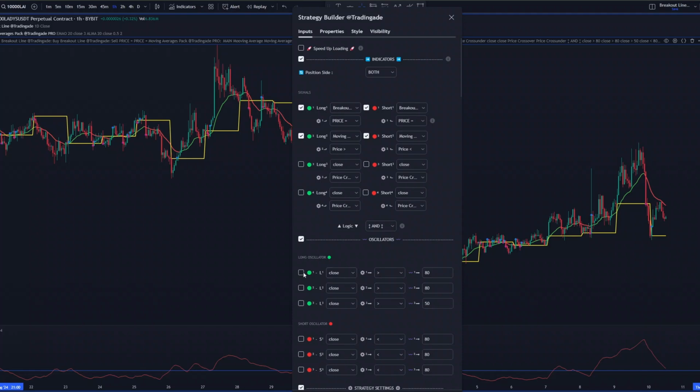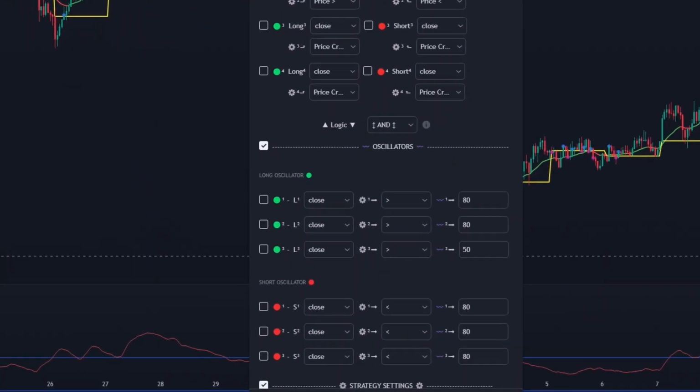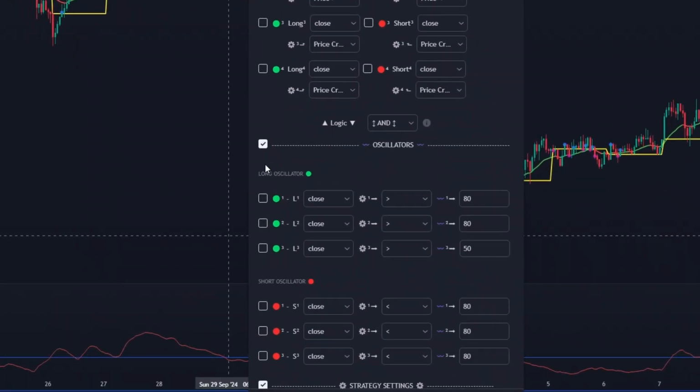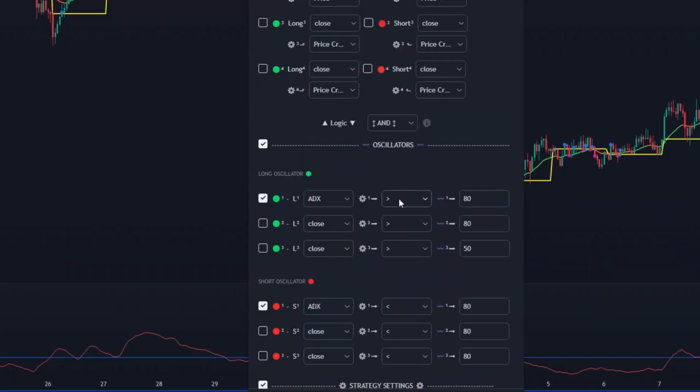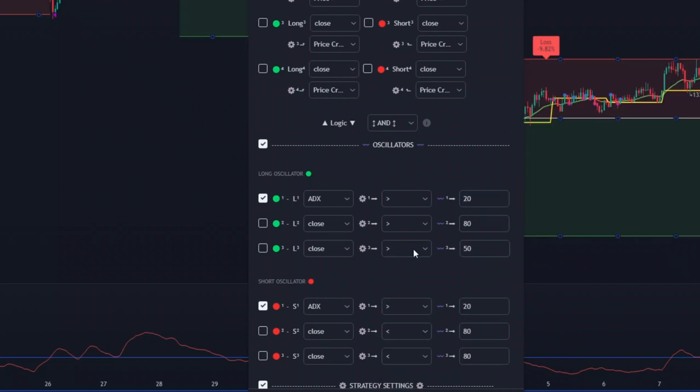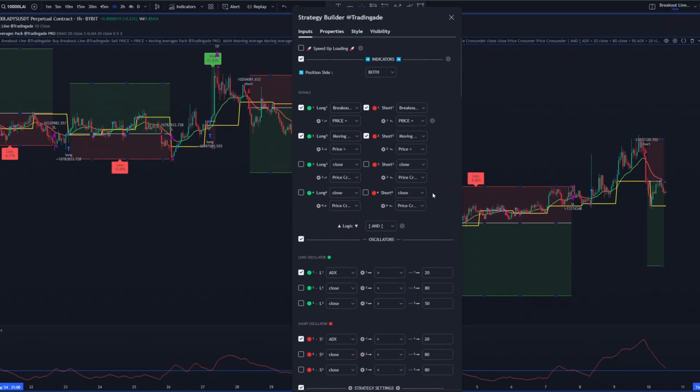Then we can add the ADX in the oscillator settings, because the average directional index is an oscillator, and we're gonna turn on 1 signal for long, 1 for short, ADX and ADX, and we want it to be above 20 level. That's perfect. In less than 30 seconds, we have just built an entire strategy based on 3 different rules.